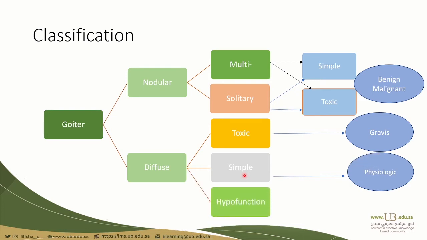Diffuse goiter also can be hypofunctioning thyroid. So the amount of the thyroxine is lower than what the body requires. And here it is very clear in inflammation of the thyroid. The most common cause is Hashimoto's thyroiditis.